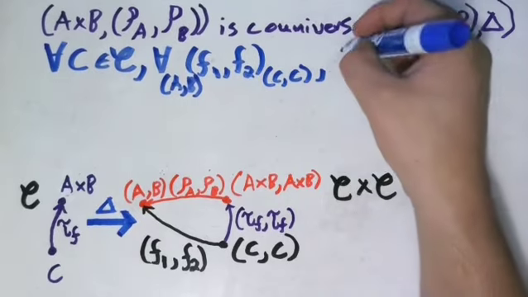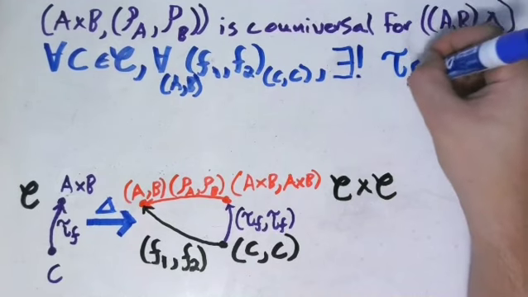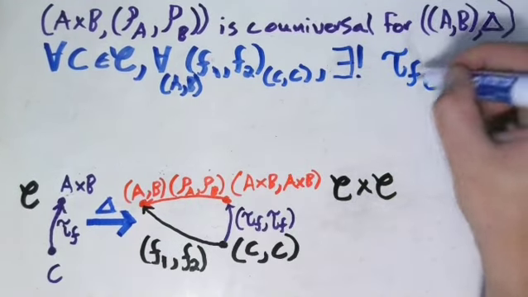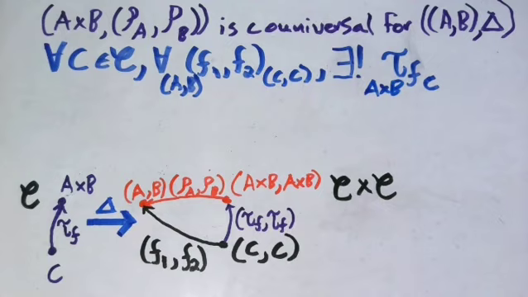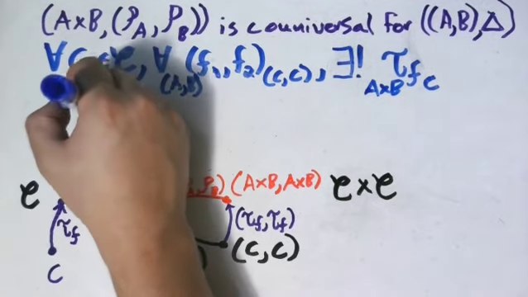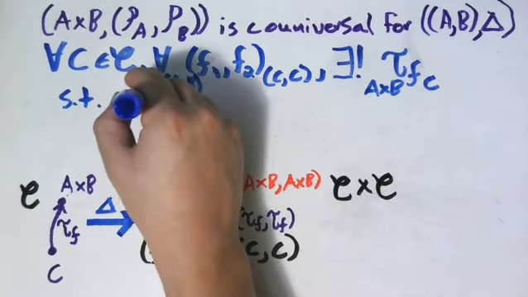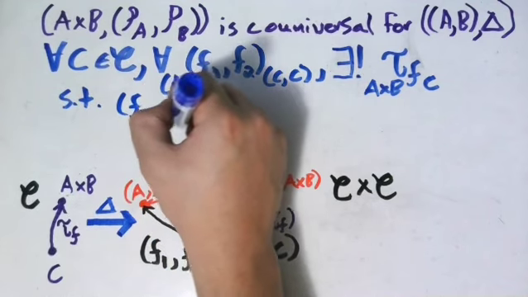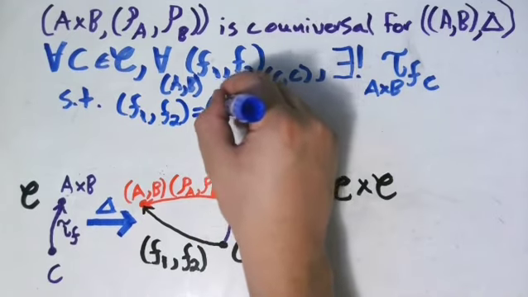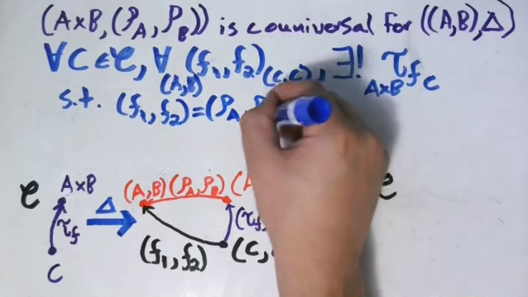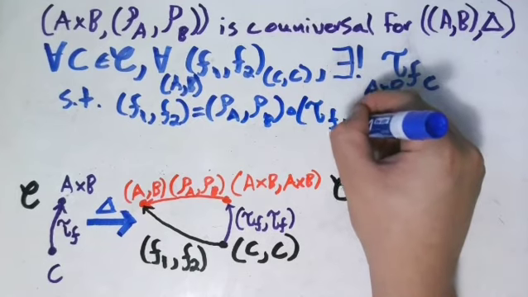which effectively means that there exists a unique tau of F going from C into A cross B, again in the category C, such that this diagram commutes, that is F1, F2 is equal to this followed by this, that is row A, row B after tau F, tau F.